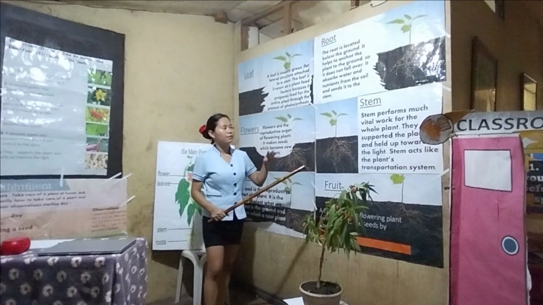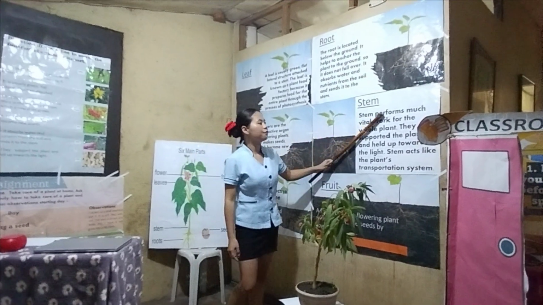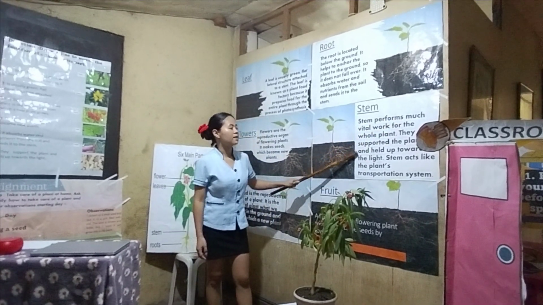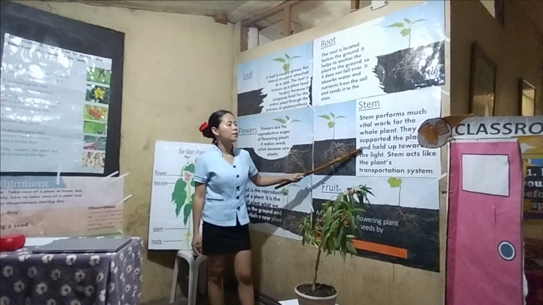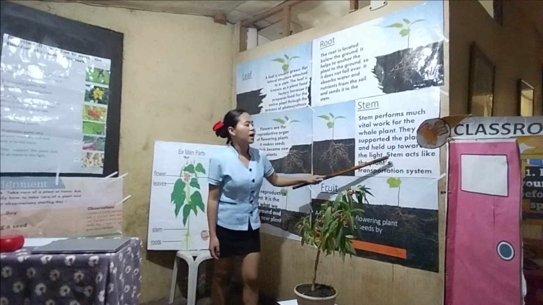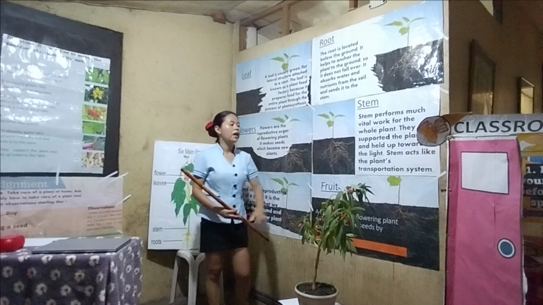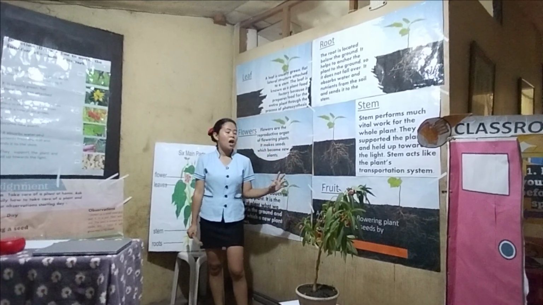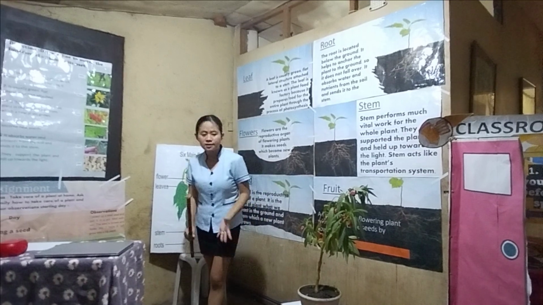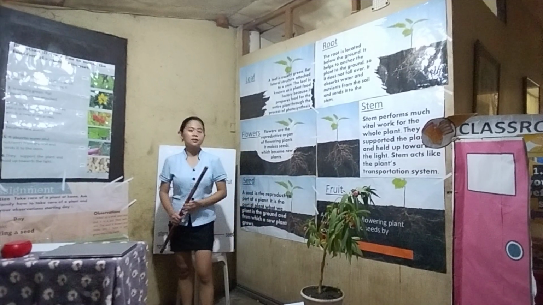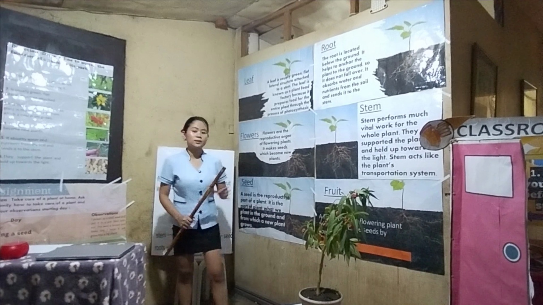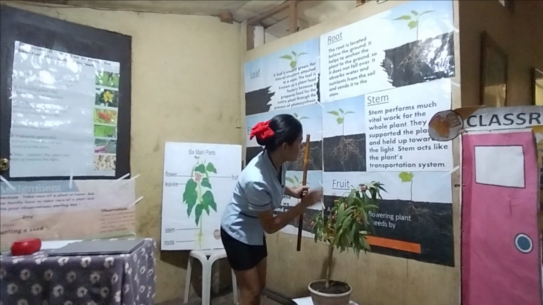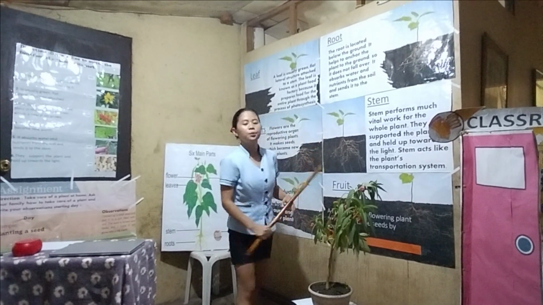Alright, so let's have the stem. A stem performs much vital work for the whole plant. It supports the plant and holds it up towards the light. The stem acts like the plant's transportation system. It is like a backbone of a plant, moving water, nutrients, and other important substances throughout the plant. So a stem is here. This is a stem that holds up the plant.